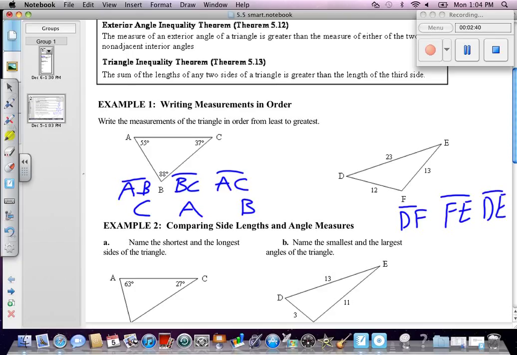What angle is opposite DF? Angle E. What angle is opposite FE? D. So angle D would be next. And what's the biggest angle? F.